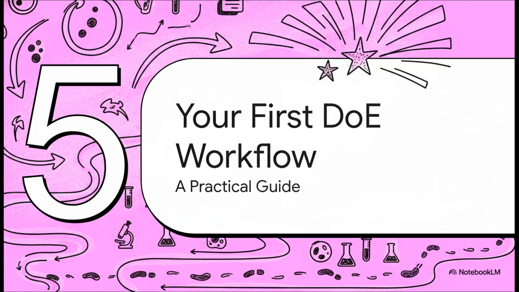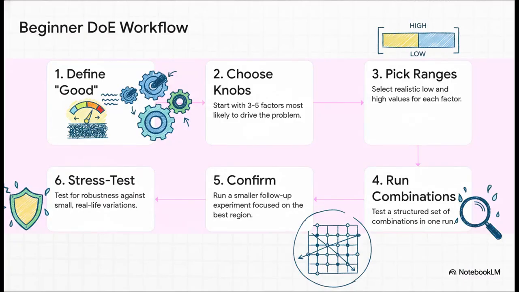So you're probably thinking, okay, this sounds good, but how do I actually do it? Let's walk through a super simple, beginner-friendly workflow you can try on your very next project. First up, you have to define what good actually is for you. And don't just chase raw signal. Pick useful metrics, like signal-to-background ratio.